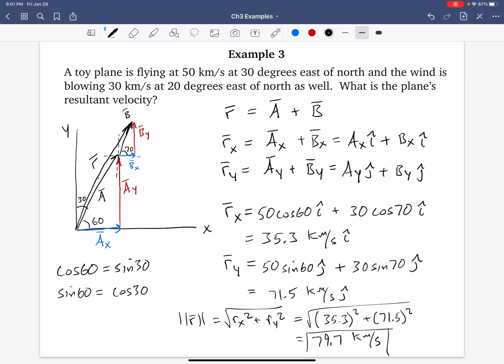And then to find the angle, let's be a little specific here. That's the angle from the resultant r. Let's go down to the x-axis, right? That's the angle theta. Again, use inverse tangent because we know both opposite and adjacent of that. The opposite is the RY, 71.5, and the adjacent is the 35.3. That should give us roughly 63.7.